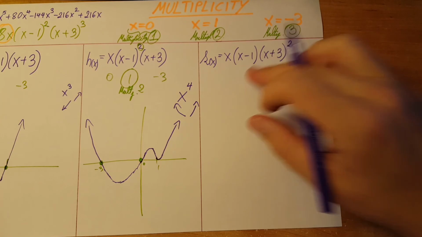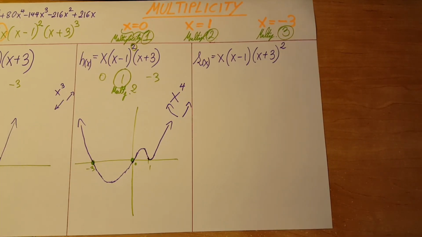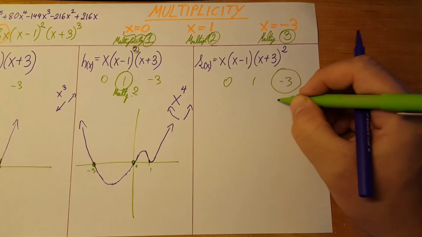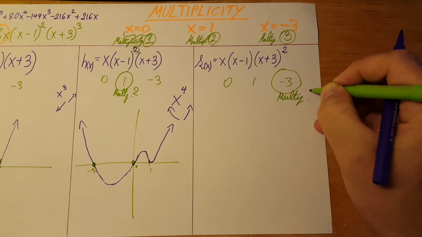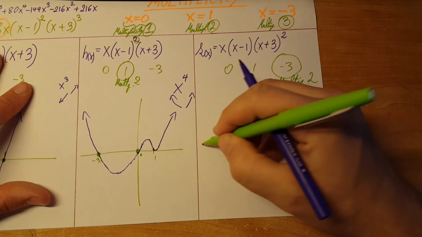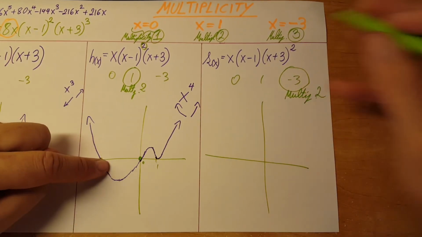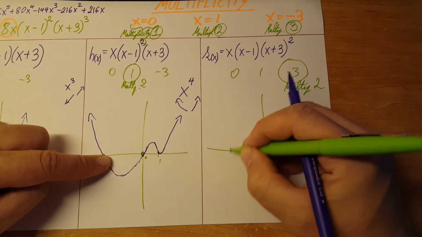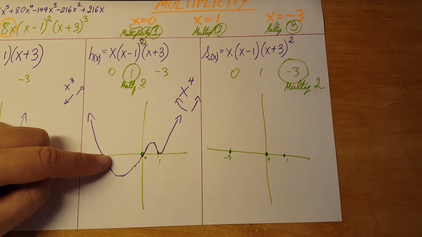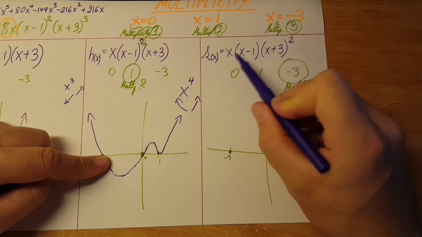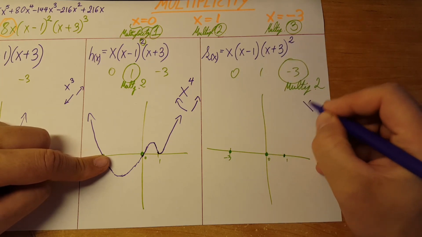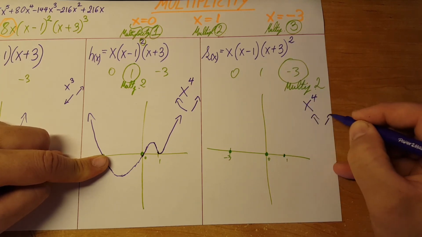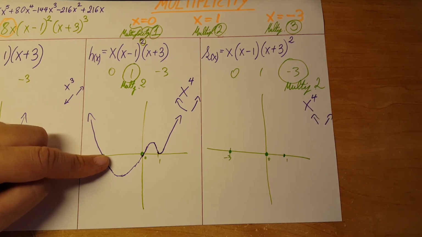Now let's take a look at the last one. Multiplicities the same, 0, 1, -3. This is the one that has a multiplicity of 2. Now, if we graph it, we're going to have the 0 here, we're going to have the 1 here, 1, 0, and -3. Now, if we take a look at our leading term, again, it will be x to the 4th, positive leading coefficient, therefore the two ends will be, again, front and back pointing upwards.